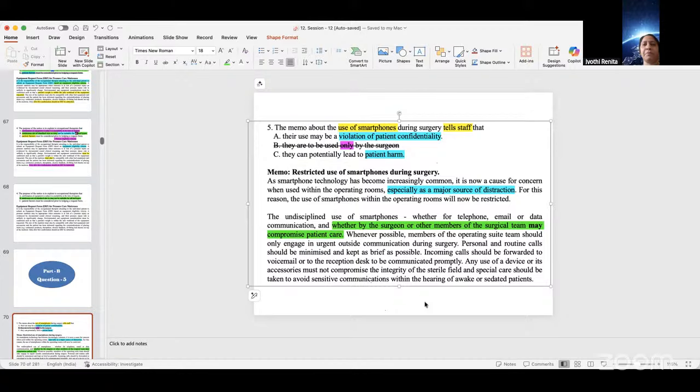Whenever possible, members of the operating suite team should only engage in urgent outside communication during surgery. Personal and routine calls should be minimized and kept as brief as possible. Incoming calls should be forwarded to voicemail or to the reception desk to be communicated promptly. Any use of a device or its accessories must not compromise the integrity of the sterile field, and special care should be taken to avoid sensitive communications within the hearing of awake or sedated patients.